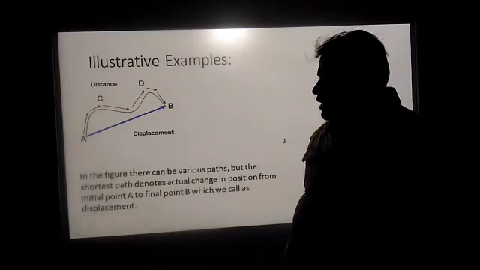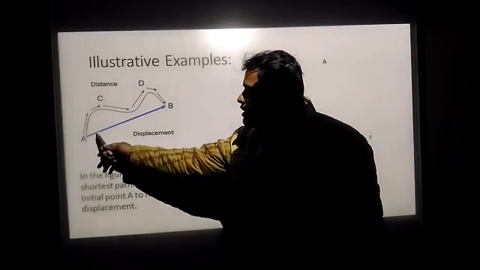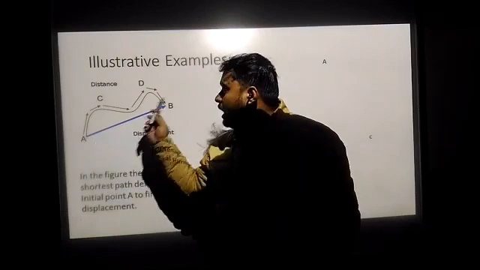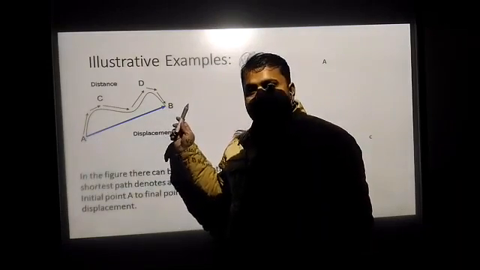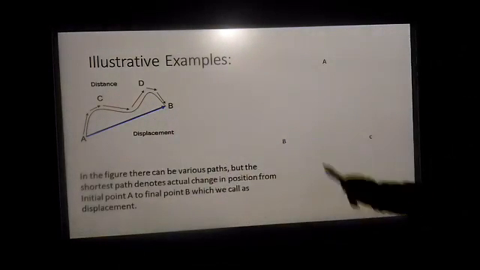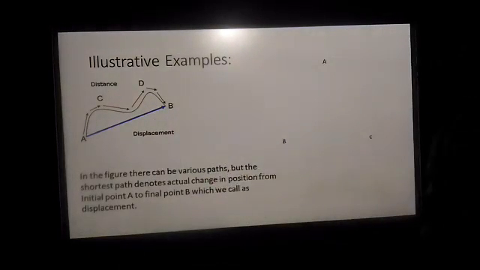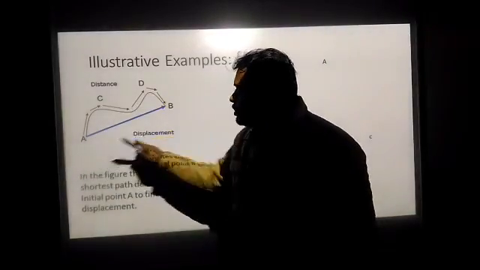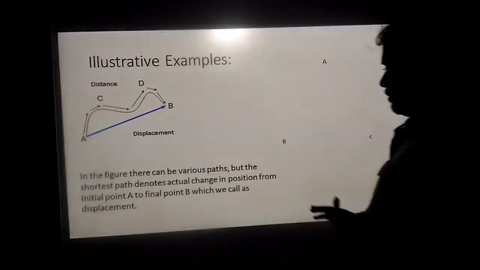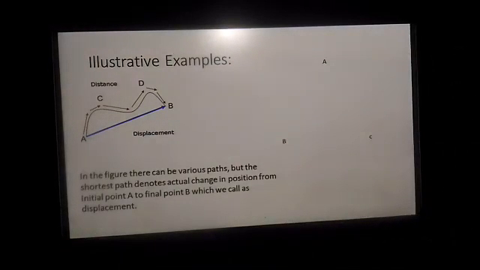So what is the displacement? Displacement is the shortest distance between the two points. Here my initial point was A and the final point is B, so I have taken the shortest path. This is written here. In the figure there can be various paths. Either you can go this way, or this way, or from the other side of the board. Whatever path you follow, that will be the distance.